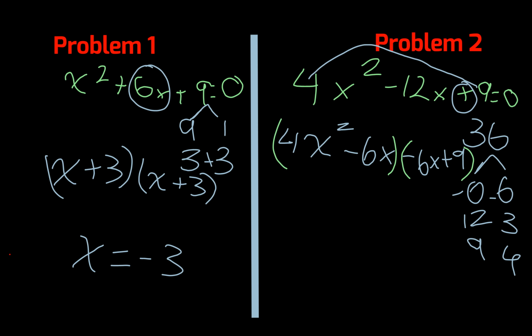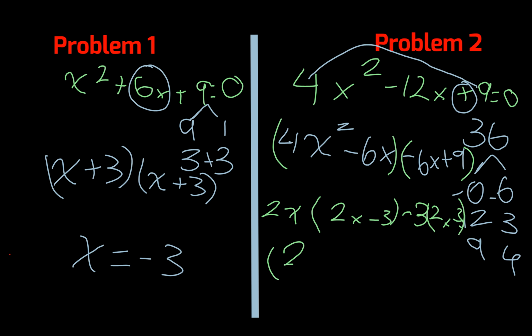You can take out a 2x here, and you'll be left with 2x minus 3, and you can take out a negative 3 here, and you'll be left with 2x minus 3. And so once again, similar to the last problem, you have 2x minus 3 squared, and you'll have only one solution, which is 3 over 2.